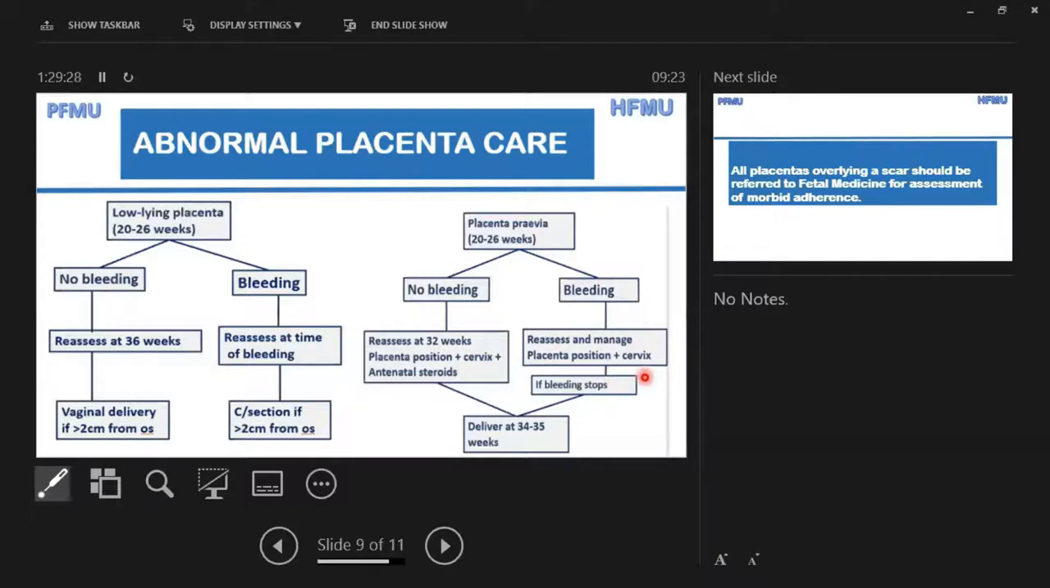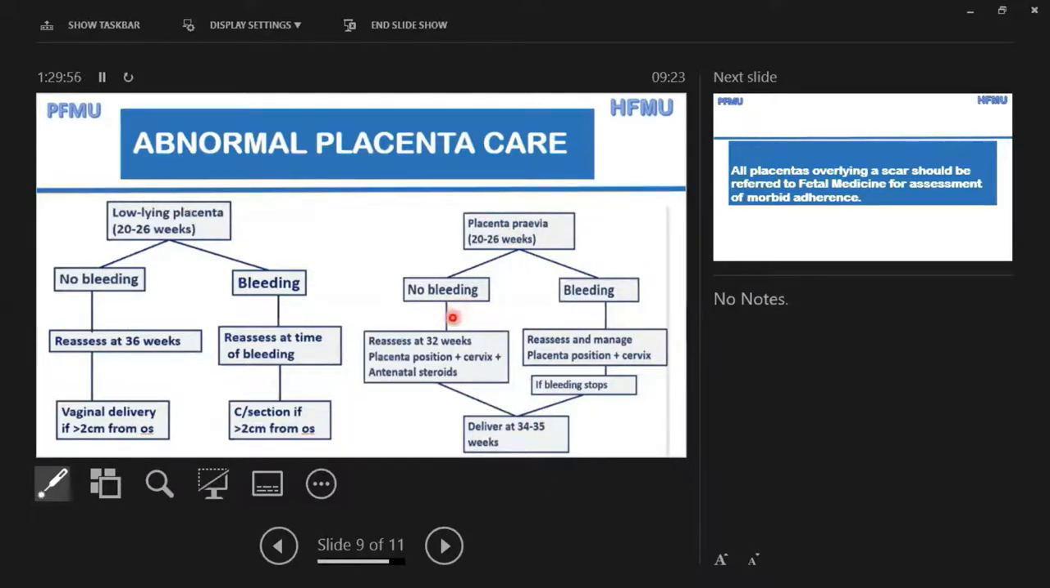And then we keep on checking the placental position and the cervix. Is she in labor? Why is she bleeding? Probably it's heavy show. Probably it's frank bleeding. Is the cervix effacing? Is it dilating? And if bleeding stops, we deliver at 34 to 35 weeks. I think here we say around 36 weeks for all patients with placenta previa.